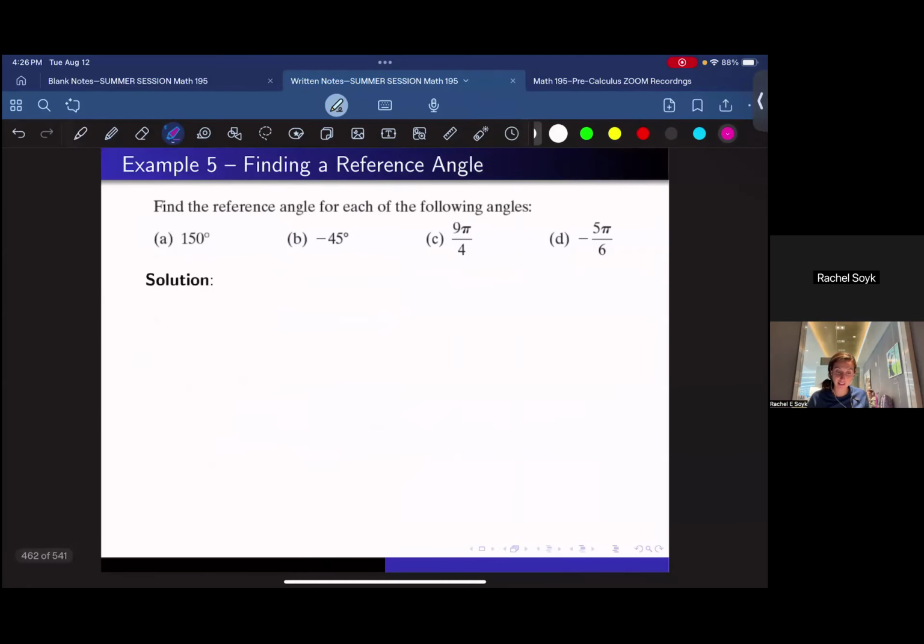So now let's practice this. Let's find the reference angle for each of the following angles. It's also important to note that all reference angles are always positive, and then we deal with the negatives and the signs later on in our calculations.